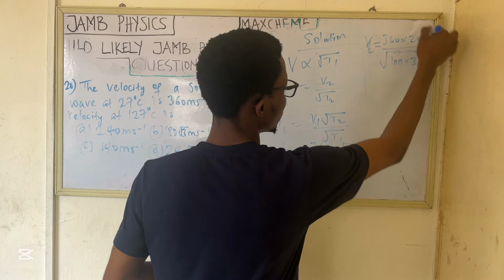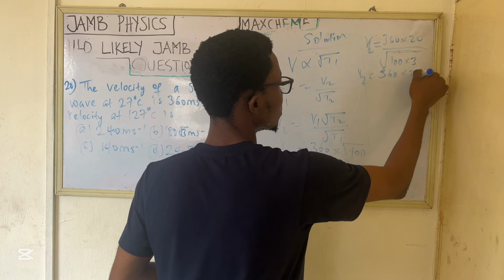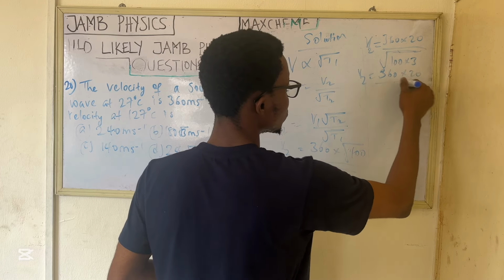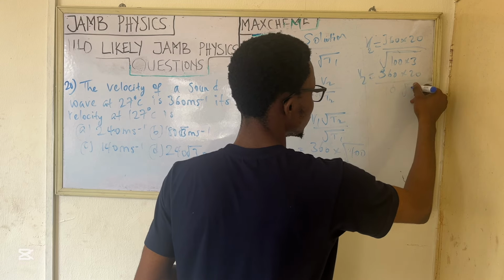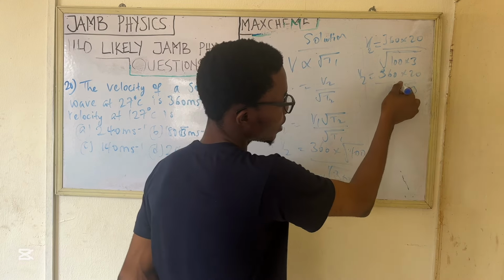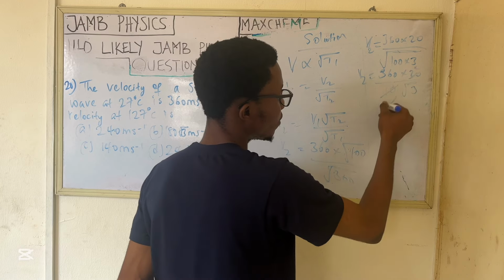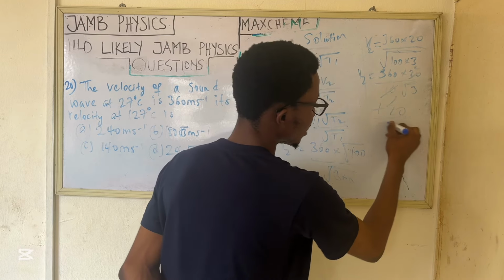I'm teaching you guys all here. So V2 is equal to 360 times 20 over root of 100 times root 3. Root 100 is 10, so we have 10 root 3. So from here you are good to go. You can cancel 10 with 10, and 10 with 20. So we now have 360 times 2, which is 720, divided by root 3.